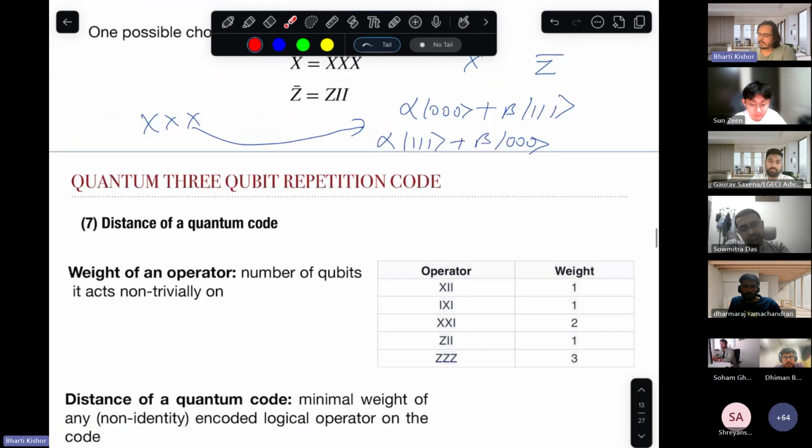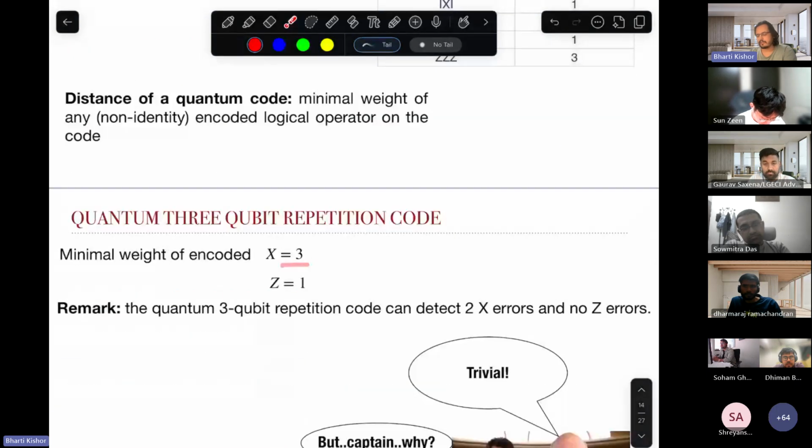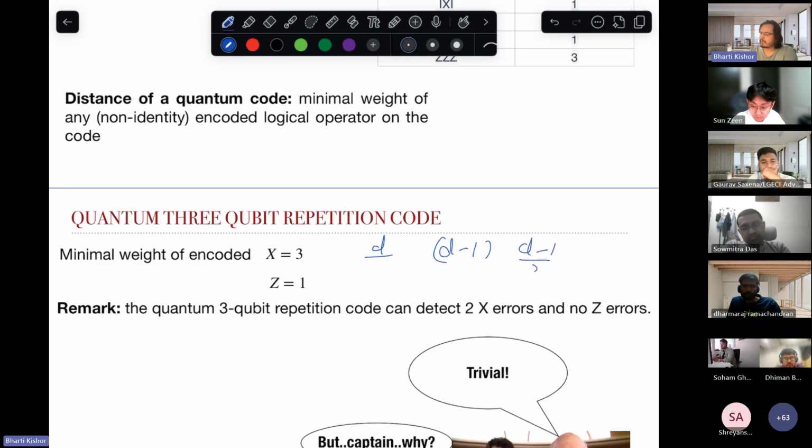So here, basically, the distance for X is 3. You can figure out the distance for Z was 1. And as we saw earlier, if the distance is D, then you can detect D minus 1 errors, and correct floor of (D minus 1)/2. So if you put D equal to 3 here, then for X errors, you can detect 2 X errors, like this 3-qubit repetition code. And you can correct floor of (3 minus 1)/2, which is 1. So 1 qubit errors you can correct.